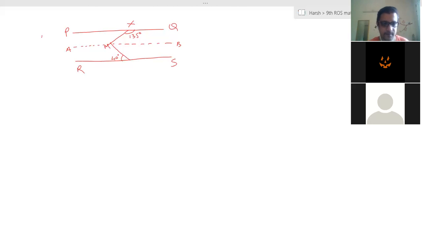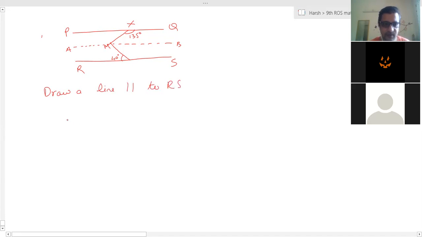Draw a line parallel to RS. So AB is parallel to RS, and AB is parallel to PQ. Correct? Now what do we have to write? This is parallel, so XM.